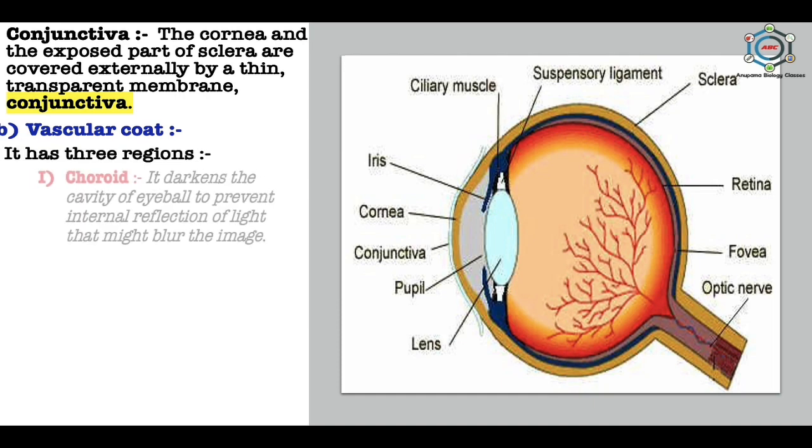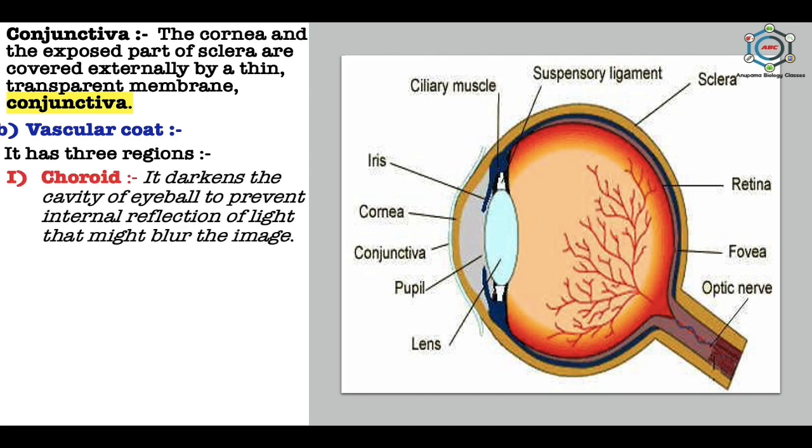It has three regions. First one is choroid. It darkens the cavity of eyeball to prevent internal reflection of light that might blur the image. It is the interphase between the retina and sclera, which is responsible for the provision of nutrients to other parts of the eye.